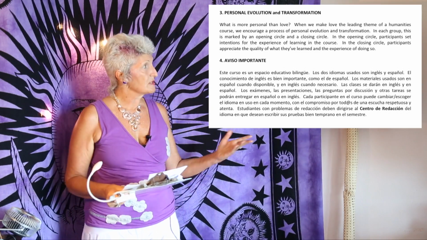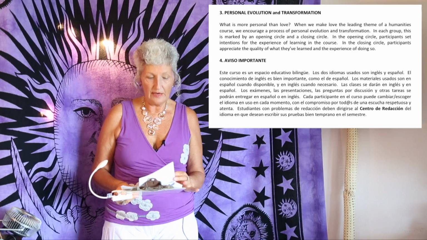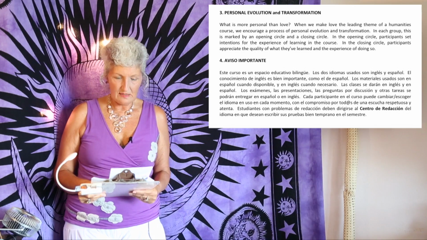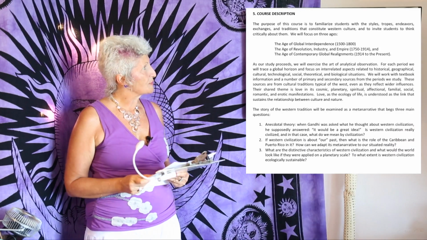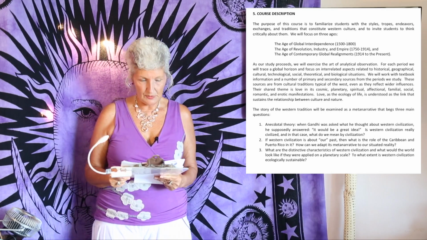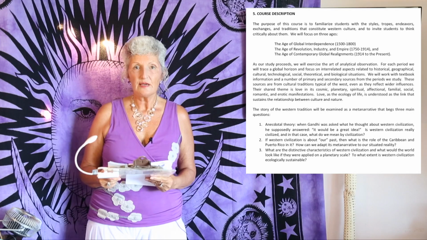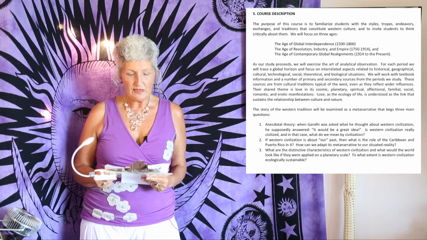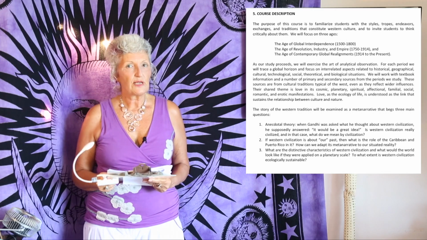Okay, so this is what is really important about our aviso importante of this bilingual educational space. On screen 5, number 5, we have a more detailed course description that helps us understand how we are going to get organized in order to study the humanities from the point of view of love. The art of analytical observation is what will guide us as we integrate the different interdisciplinary aspects of human culture that will be our focus.